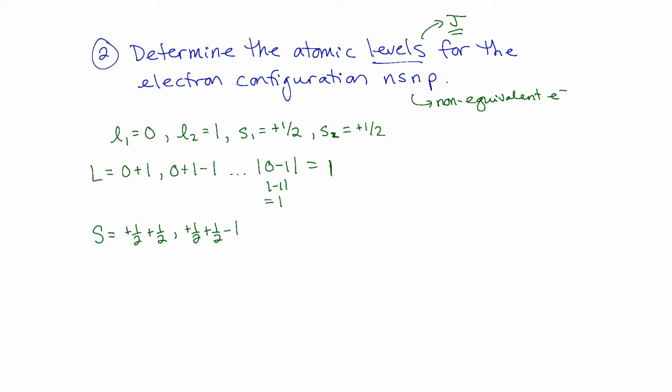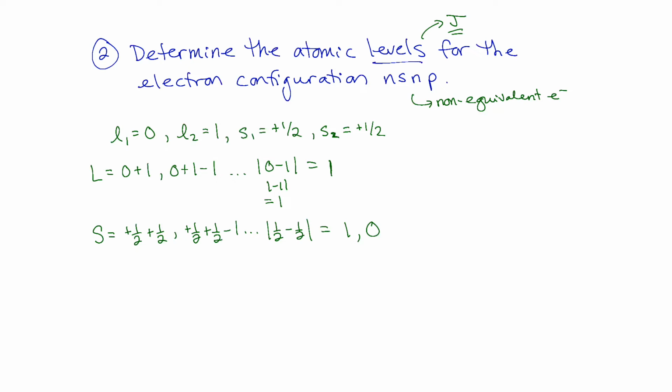1/2 plus 1/2 minus 1, down to 1/2 minus 1/2. Okay, so we know we're going to truncate at 0. And then we're going to have an additional option of 1. So we get options for S of 1 and 0 from that series.